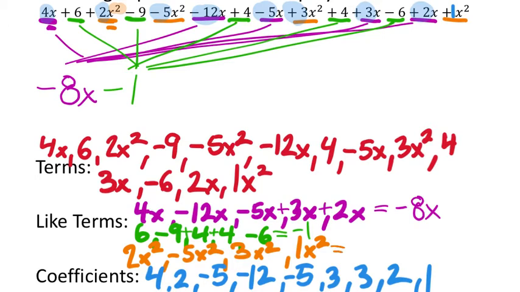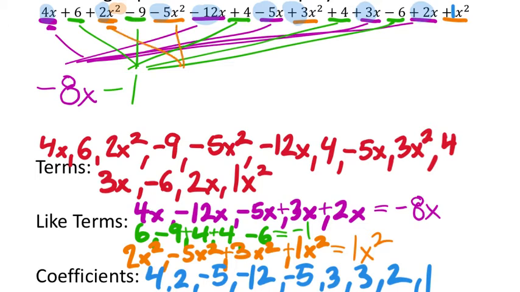Finally, we have all of our x squareds. So that's 2x squareds minus 5x squareds plus 3x squareds plus 1x squareds, right? So that's 2 minus 5 plus 3 plus 1. Enter. And I get 1. So that's 1 of our x squareds.